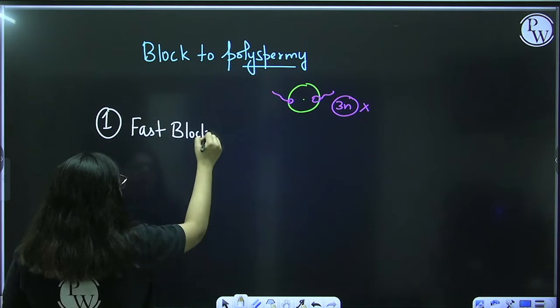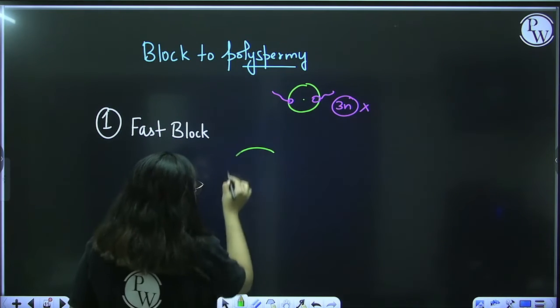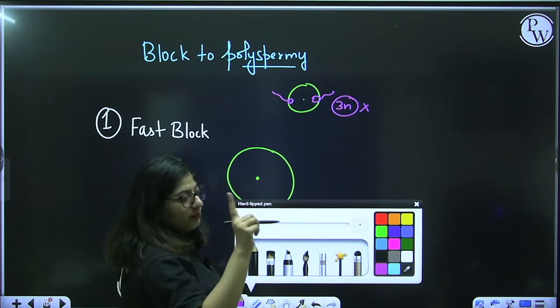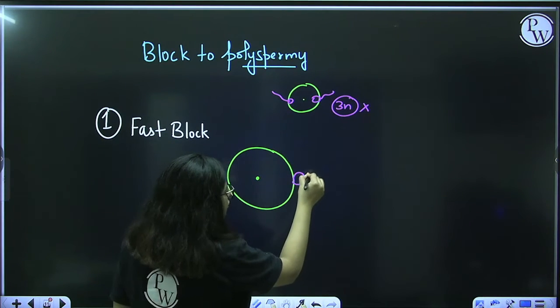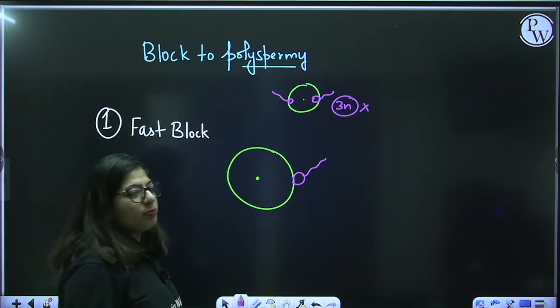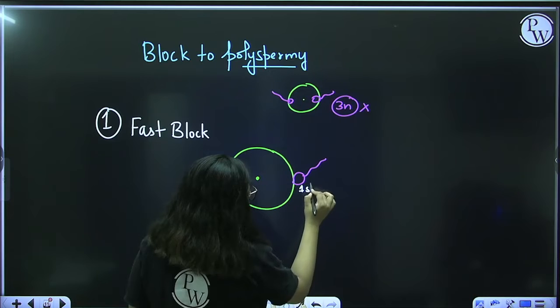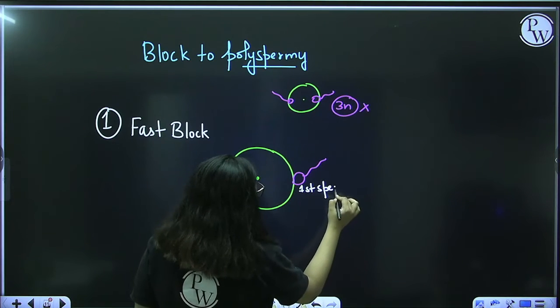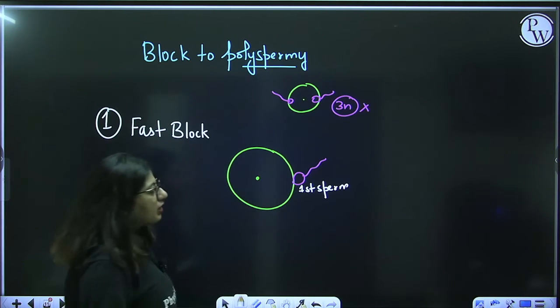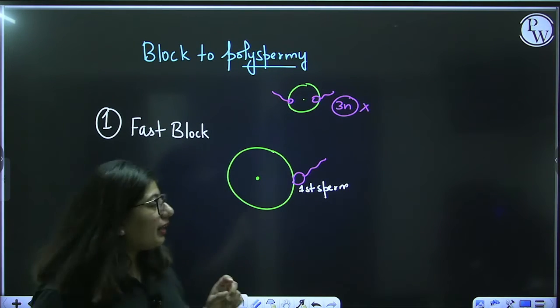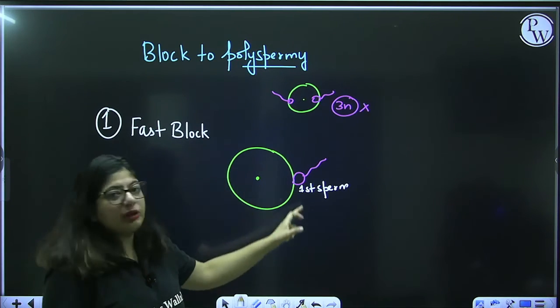For example, this is the vitelline membrane. Okay, so as soon as the first sperm touches the vitelline membrane or plasma membrane of the oocyte, imagine this is the first sperm, the entire membrane will undergo depolarization.